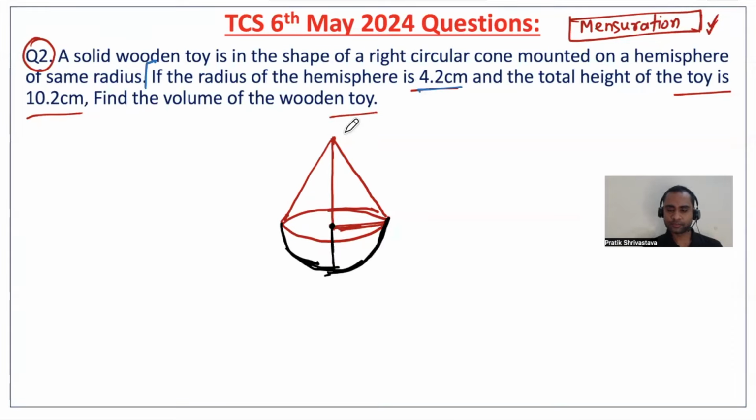Now friends, what is the next information given here? The radius of the hemisphere is 4.2 centimeter and the total height of the toy is 10.2 centimeter. Total height means from here till here. So this is the total height, 10.2 centimeter. And the radius is 4.2. This is also your radius, so this is nothing but 4.2, because in the question it has been said the radius is equal.